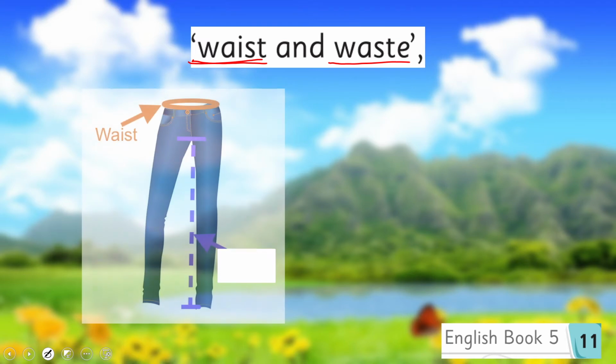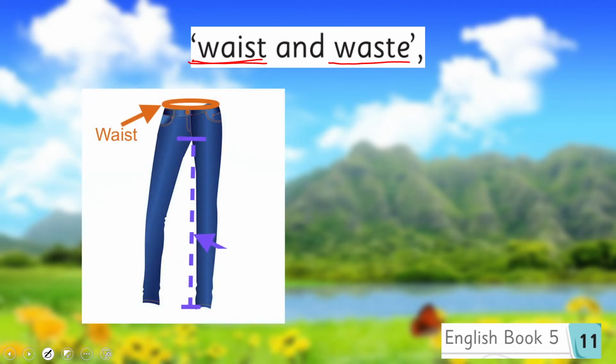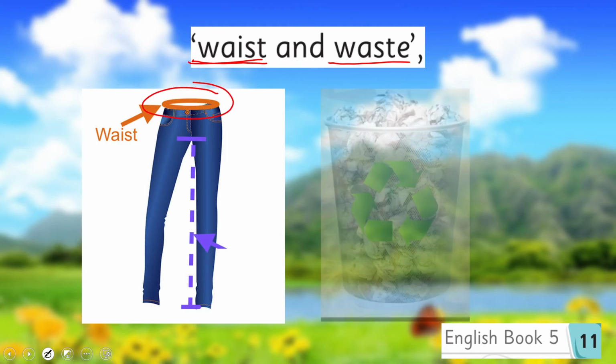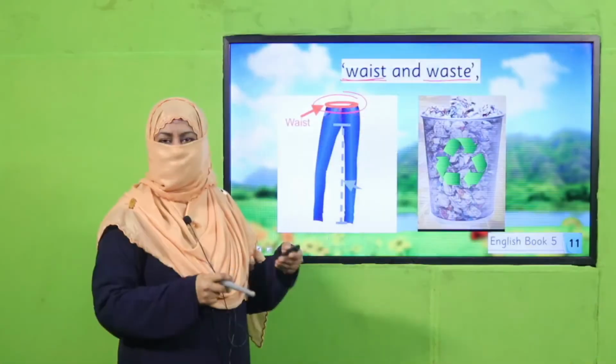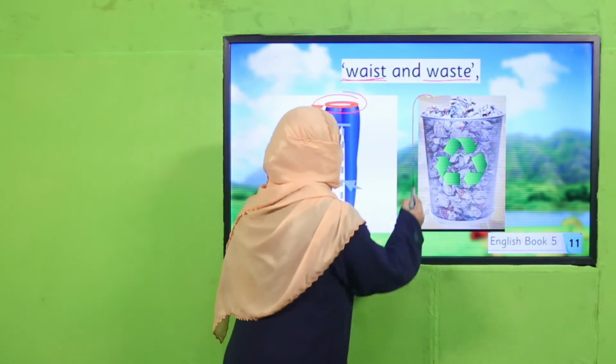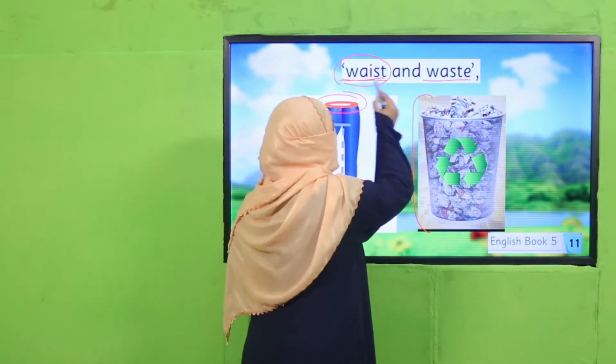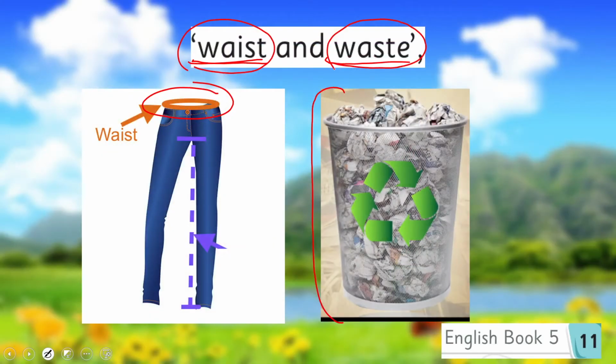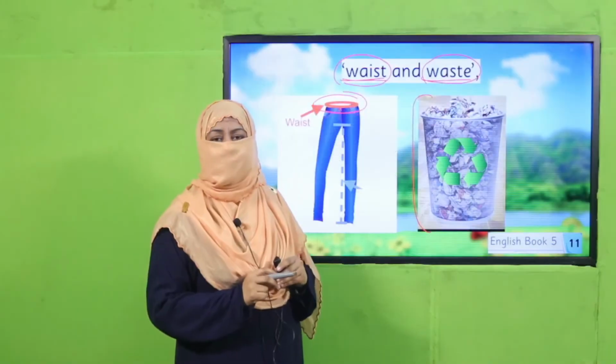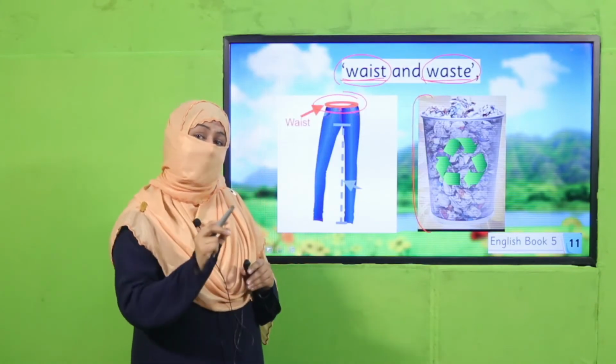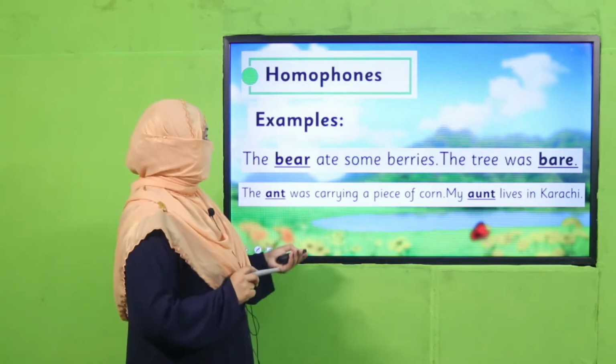The next example is waist and waste. What is this waist? The waist, like what is the waist size of your pants? That's waist. And waste, when something is rubbish, you want to throw it, that waste. Now you see again, these two words, their spellings are different, but their pronunciation is same. We say them in the same way. That's why they are homophones. They sound same.